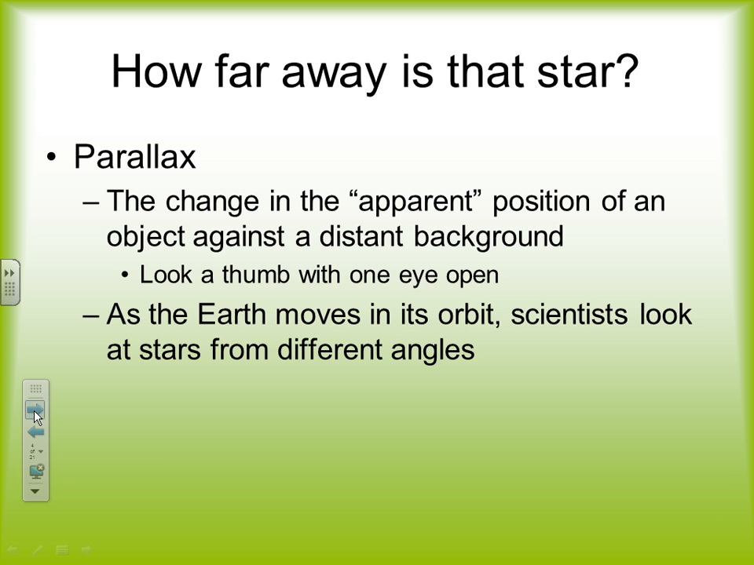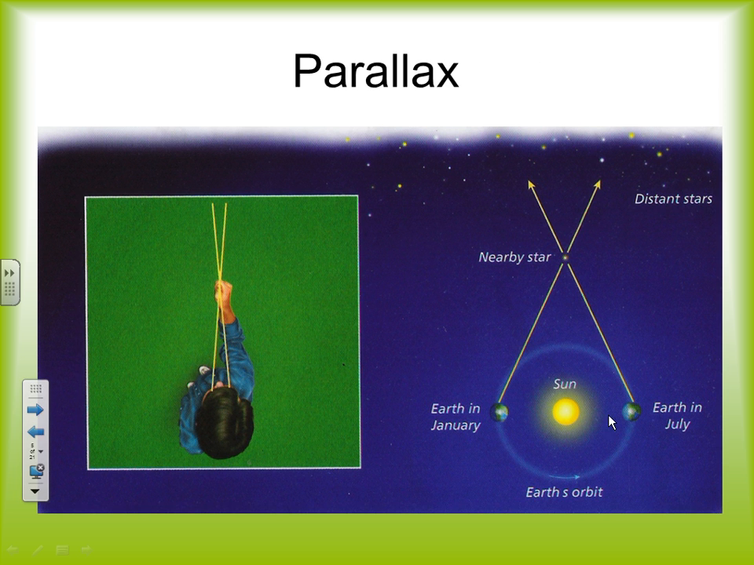And you guys have this picture in your notes, right? Here's Earth in January, here's Earth in July. Here's a star. If we look at it, just like your thumb, that star moves when we're looking at it in the winter, and then in the summer. So, if we draw a line from where we are in the winter to that star, and we draw a line from where we are in the summer to that star, the intersection of the lines is where the star actually is.